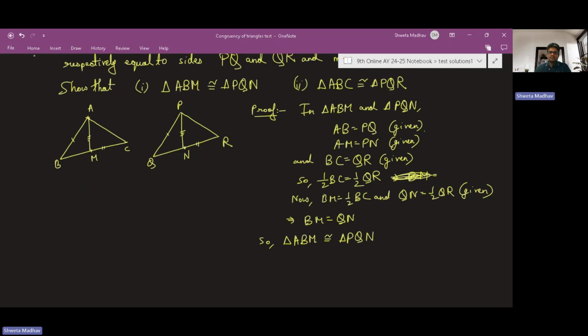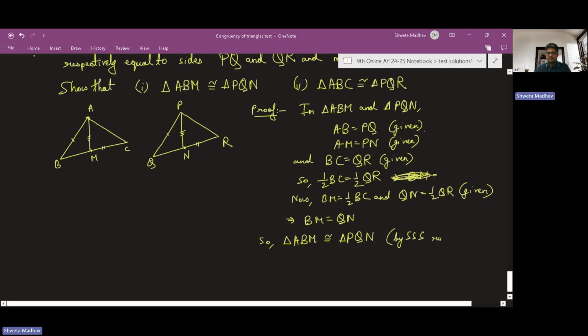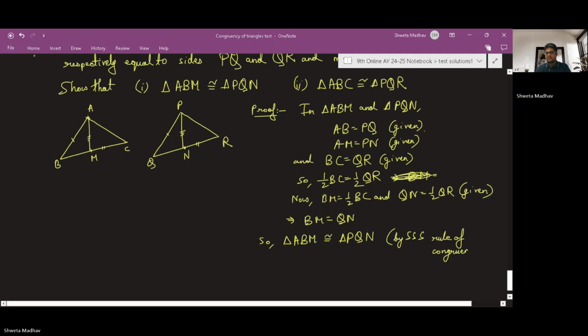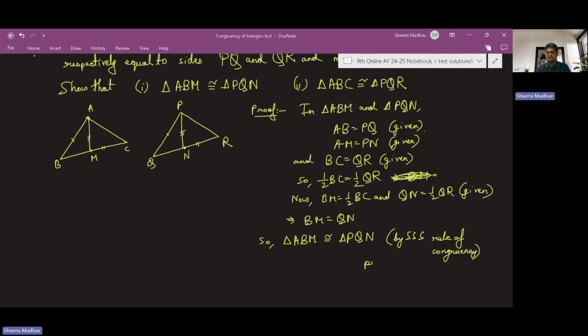Triangle ABM is congruent to triangle PQN by the SSS rule of congruency. So hence the first part has been proved. Part one.